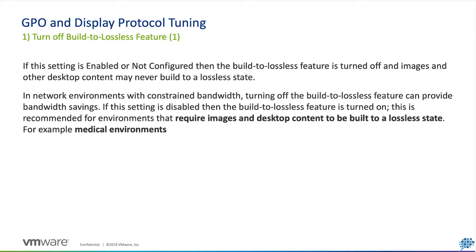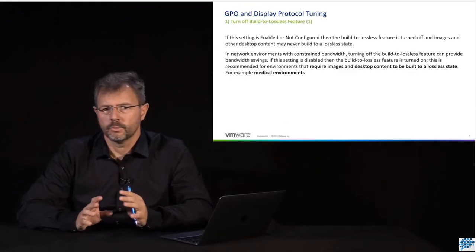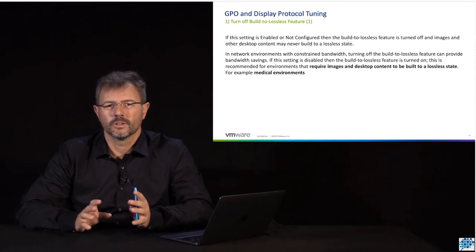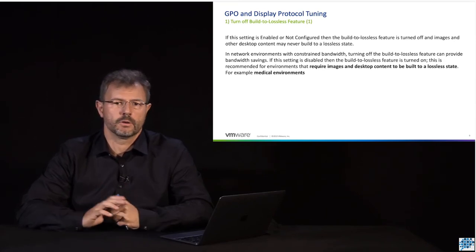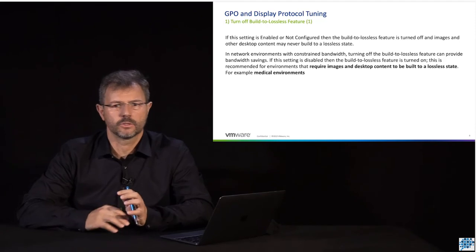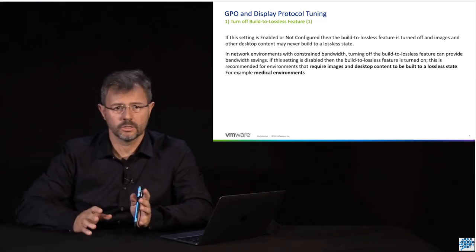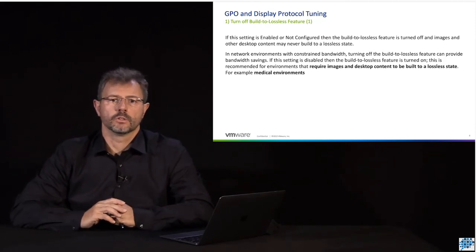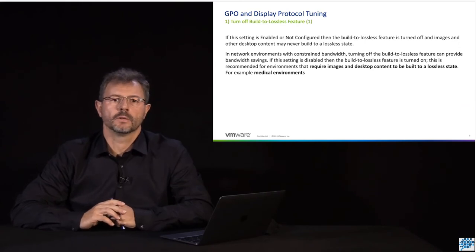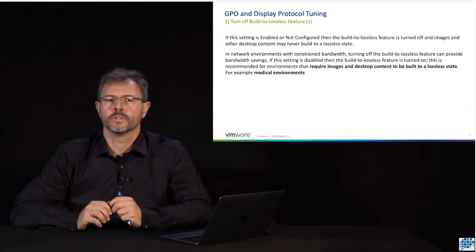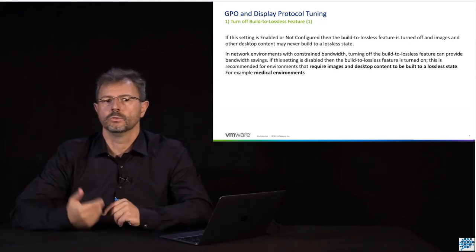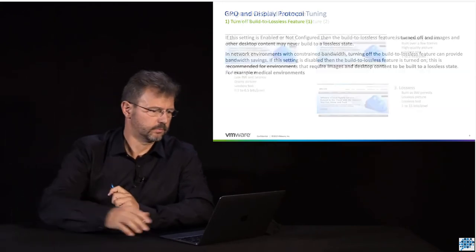But let's say in medical environments, you shouldn't turn build to lossless off. Reason being, in medical environments, you need the highest image quality you can get. You and I, we don't want to be operated on because of some compression or display artifact. So in medical environments, highest quality. All others, you turn build to lossless off, and it saves you quite a big amount of data which needs to be transmitted over the wire from the agent to the client.